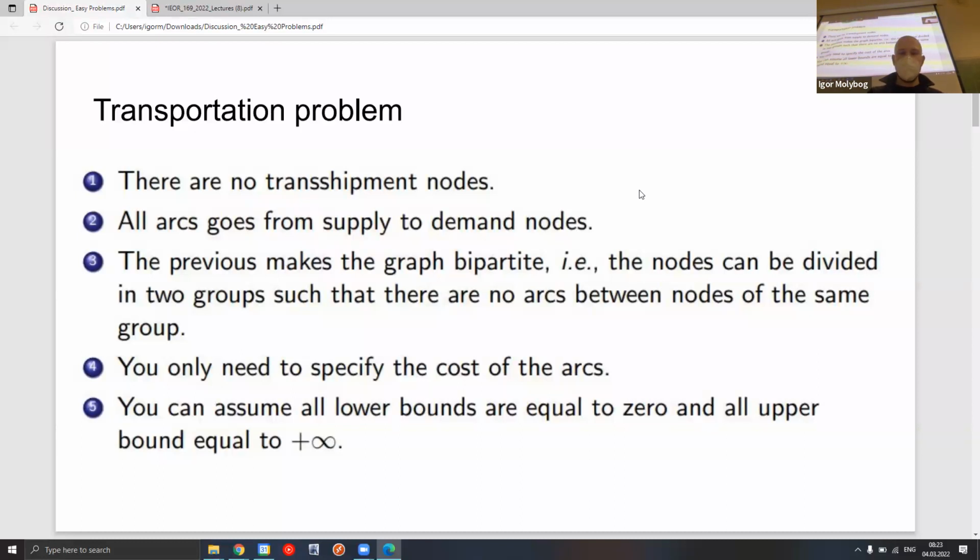We only need to specify the cost on the arc because supposedly the capacity is assumed to be infinite, and the lower bounds are all equal to 0. So we don't have to worry about these two numbers, upper bound and lower bound. We only need to worry about the cost and also the demand. That cannot be equal to 0. Okay. Are there any questions about this? Yeah.